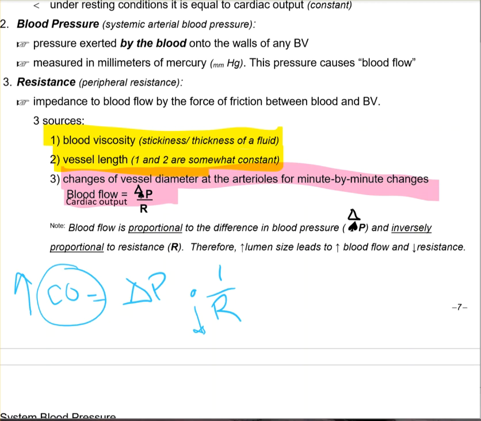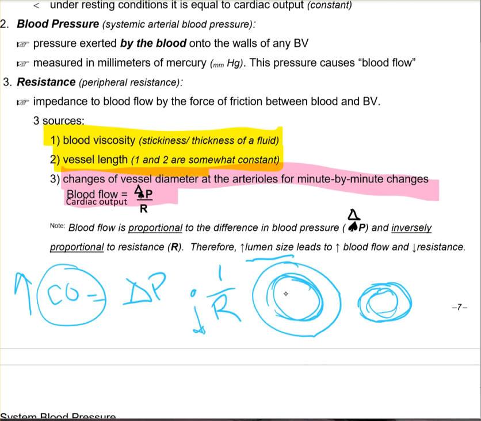Now, one way that we can change resistance is changing the size of the vessel. With a larger diameter compared to a smaller diameter, there's more volume and less surface area, so there's less friction. Most of the blood is going to flow in the center here. It's not going to hit the walls for friction. But here, there's a lot more surface area compared to the amount of volume, so there's more friction relatively. So an increase in lumen size, this is the lumen here, leads to more blood flow and less resistance.